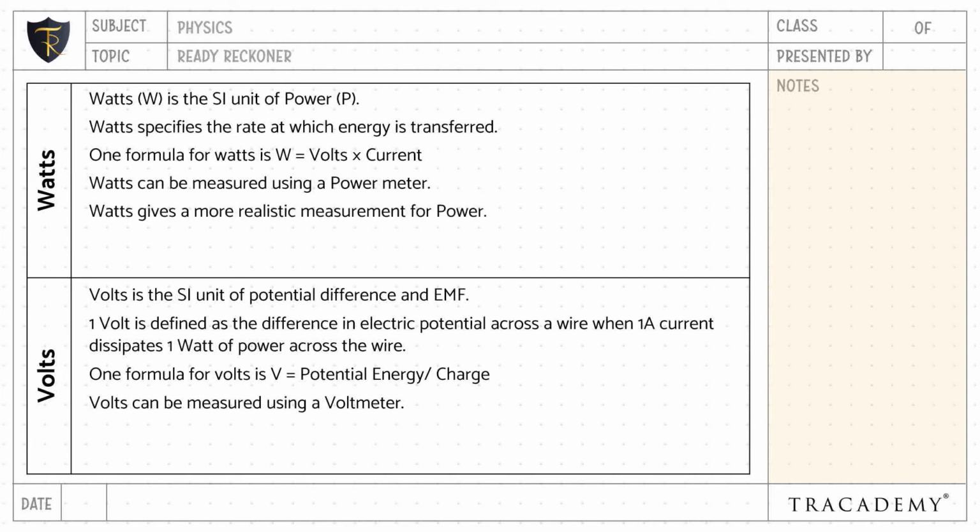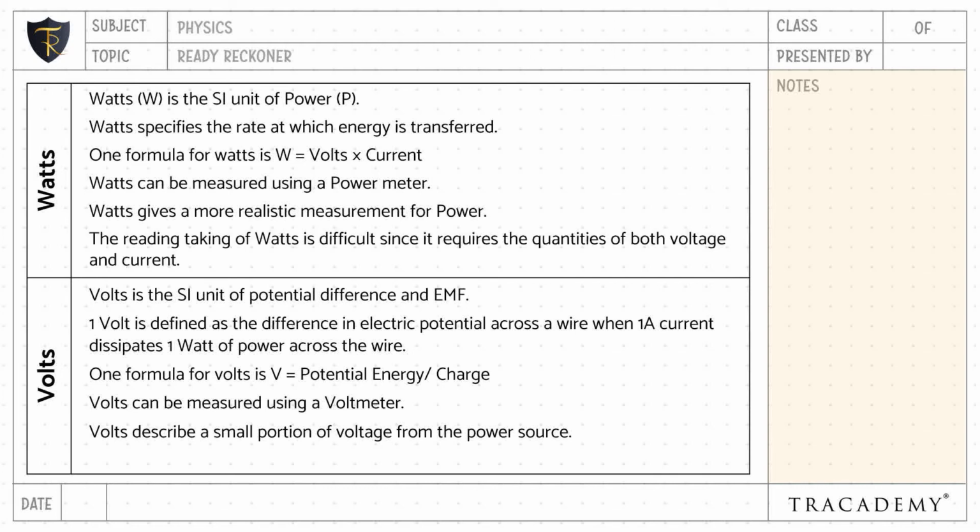Watts gives a more realistic measurement for power. Volts describe a small portion of voltage from the power source. Taking reading of watts is difficult since it requires the quantities of both voltage and current. Taking readings of volts is very easy when compared to watts.